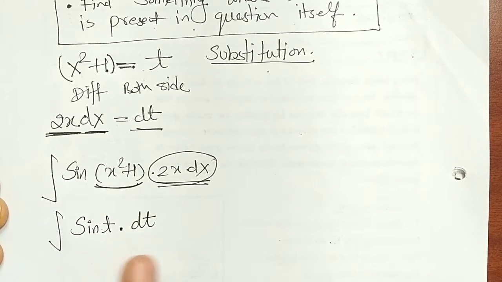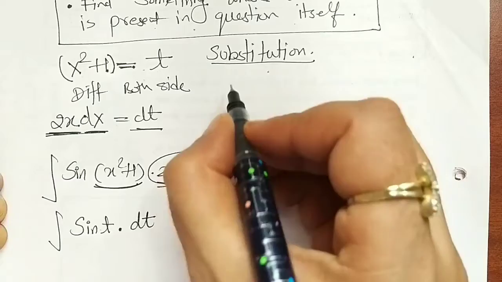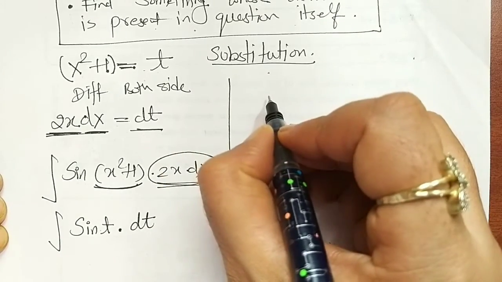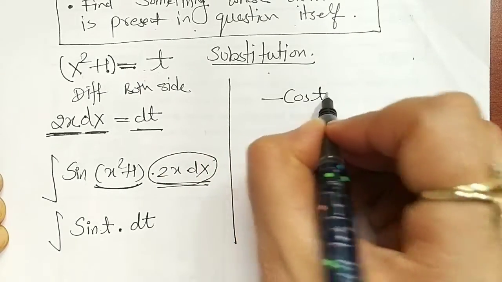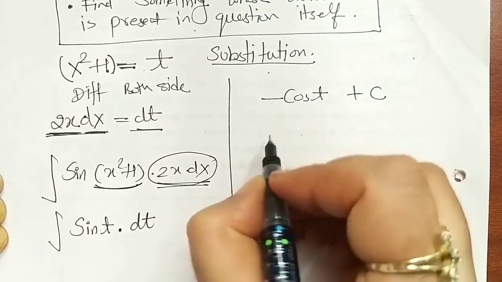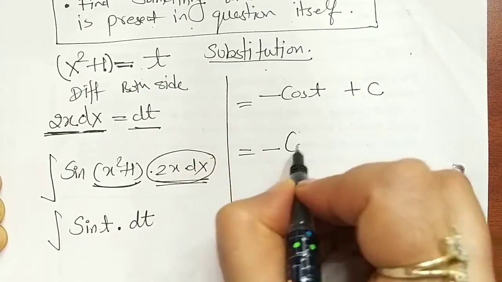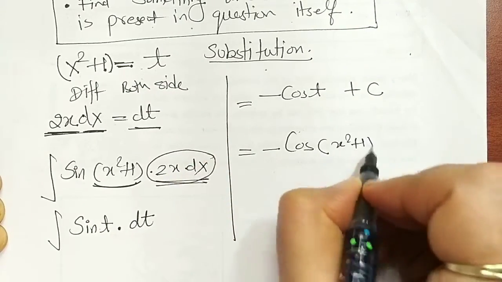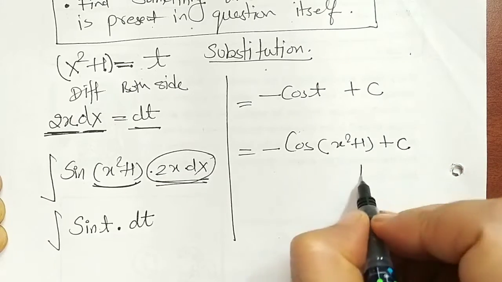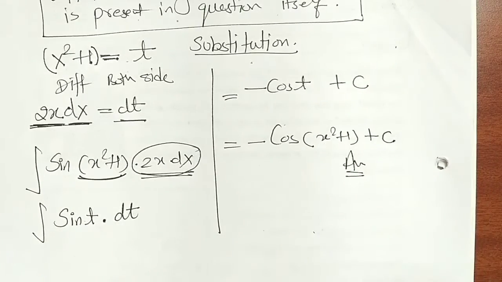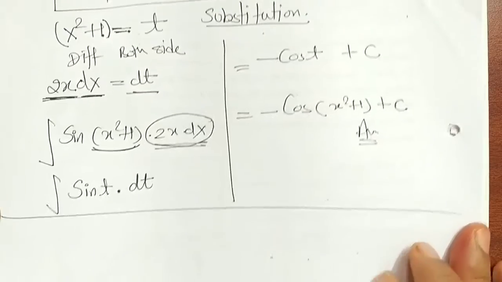What is integration of sin t? It is nothing but minus cos t plus c. And what is t? That I can write in the end, which is x² + 1 plus c. So this is my final answer. Okay, let's do more questions.